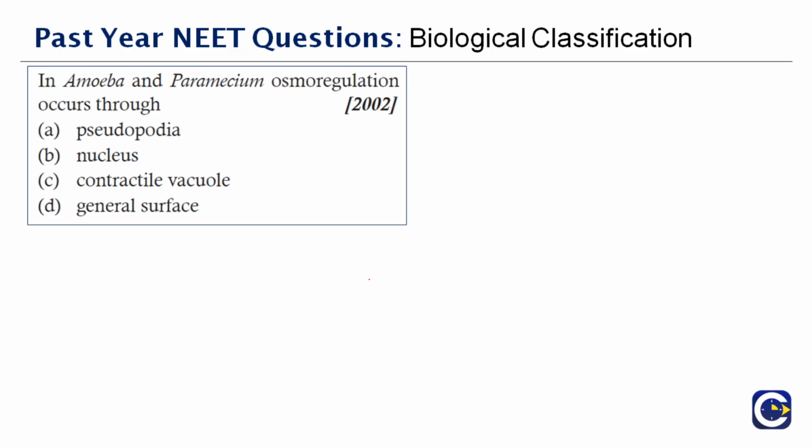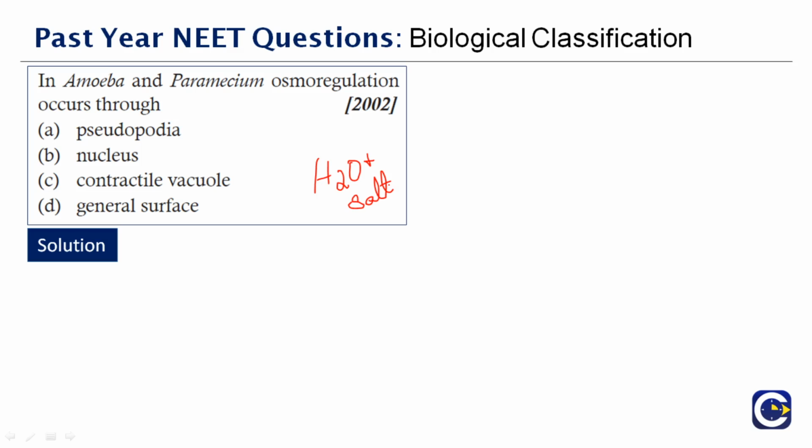Next question here. In Amoeba and Paramecium, osmoregulation occurs in dash. So what do you mean by osmoregulation now? You have to answer me that first. When we talk about osmosis, what did we see? Is it the movement of water from higher to lower or lower to higher? Osmoregulation is the maintenance of the constant osmotic pressure in the fluids of an organism by the control of water and salt. Who takes the control? Water and salt.